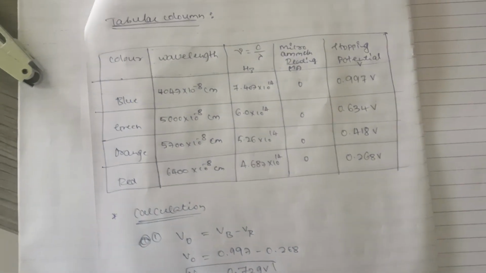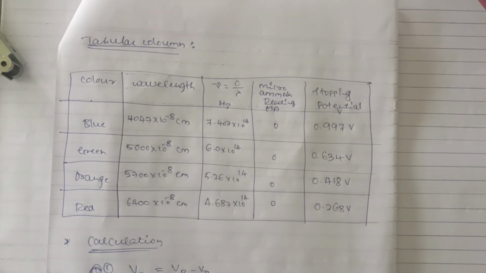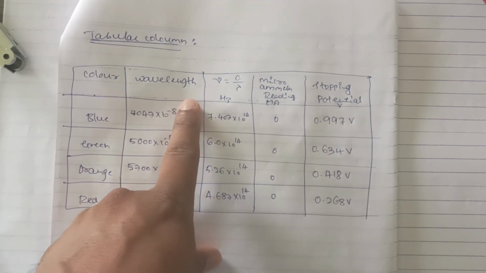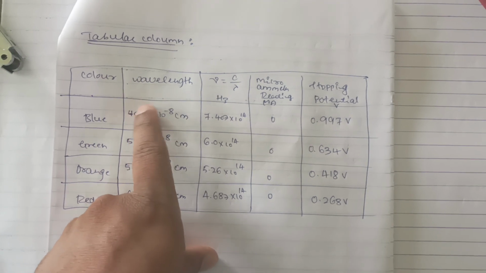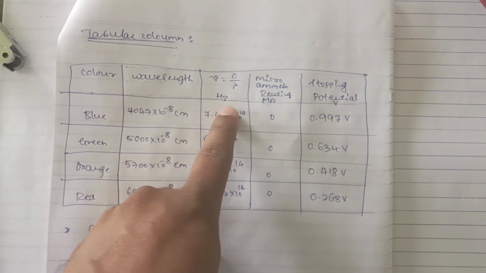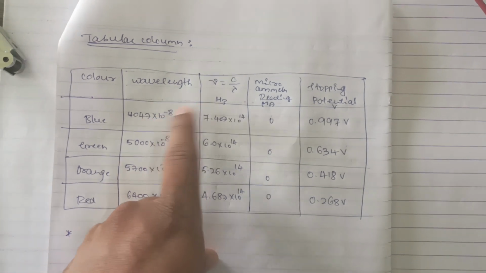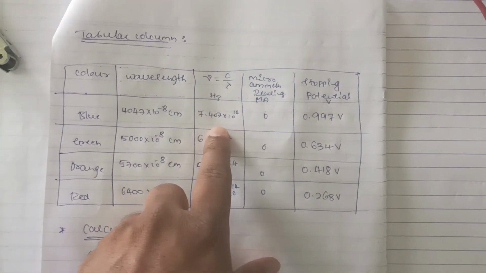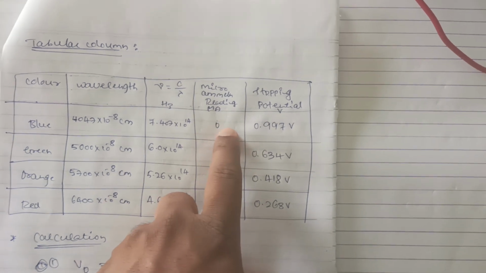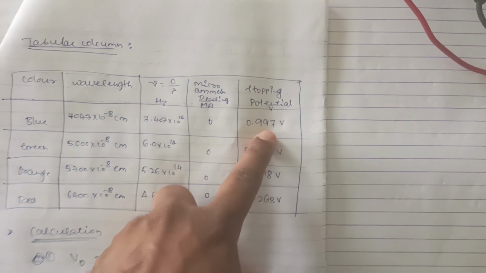Now see, this is the tabular column. In this case, color filters are there and the wavelength is given, or otherwise you remember the corresponding filter wavelength, and nu equals c by lambda. C means 3 into 10 raised to 8, and dividing by the wavelength you will get the frequency. In this experiment we are only seeing the microammeter reading and the stopping potential of the corresponding filter.